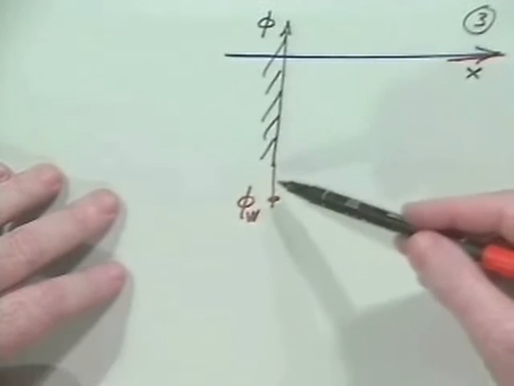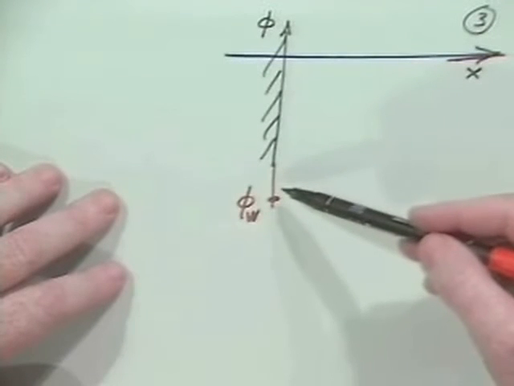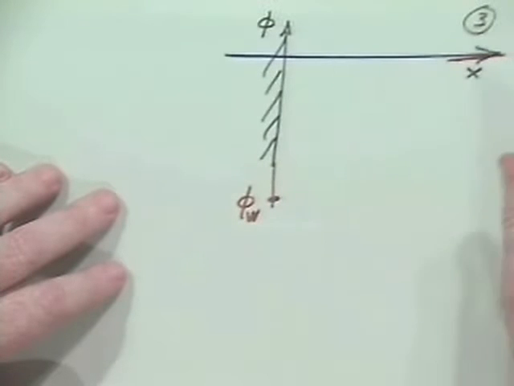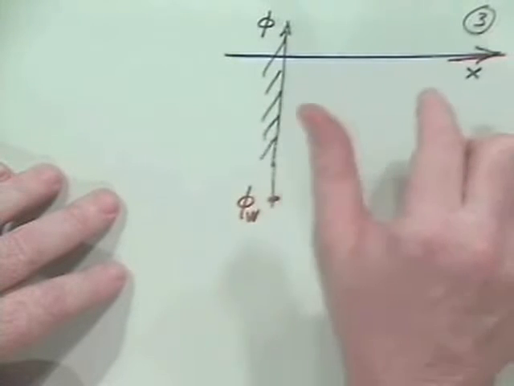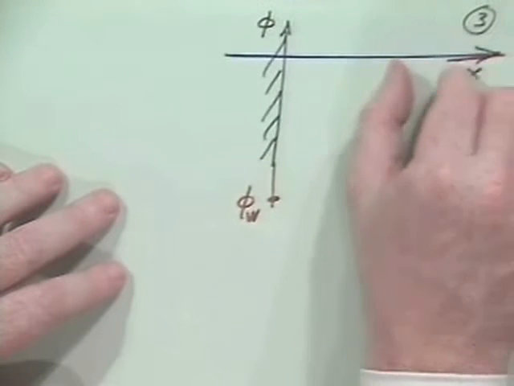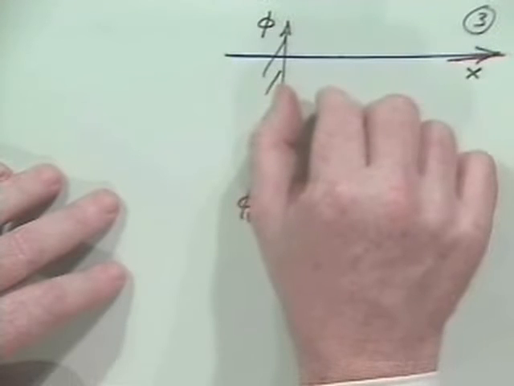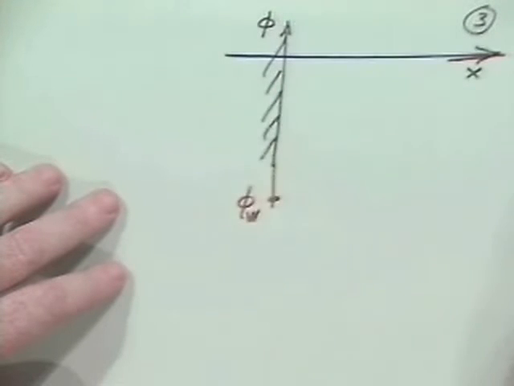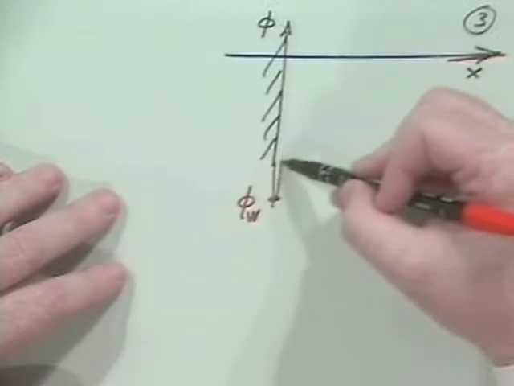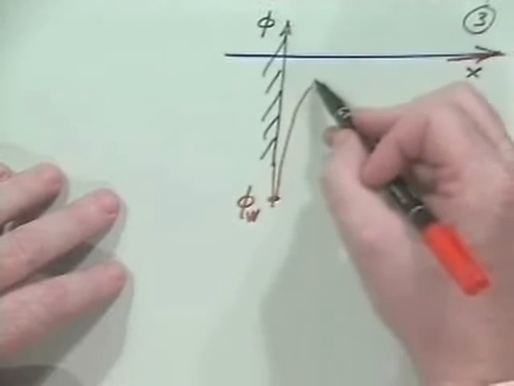Now, over what sort of distance would we physically expect the potential to drop? Well, remember, if the length is many Debye lengths, I've got to be quasi-neutral, but I can be other than quasi-neutral within a few Debye lengths, or within a Debye length or so. So roughly speaking, we can expect a potential that looks like this.